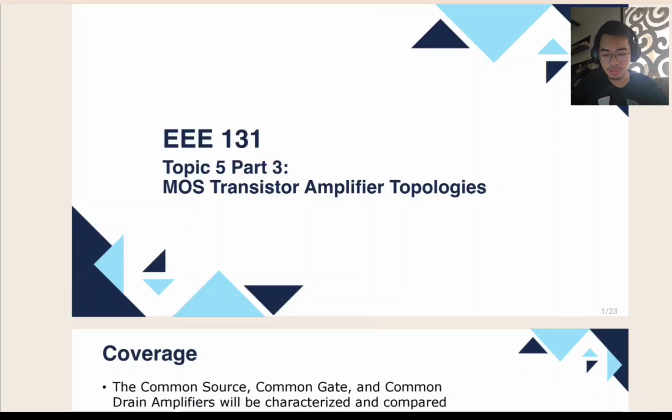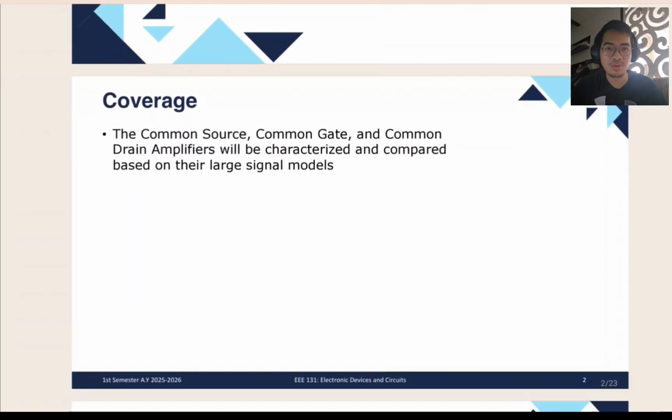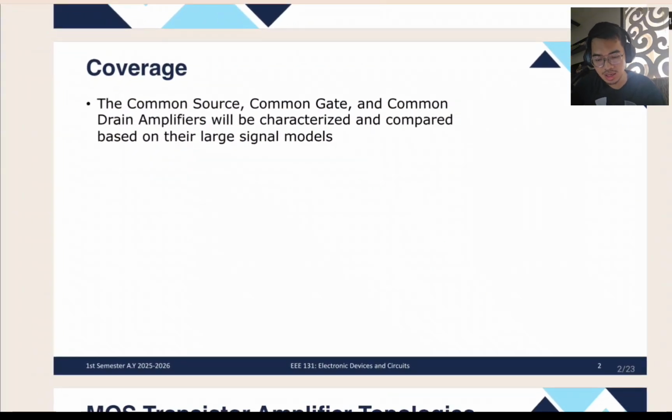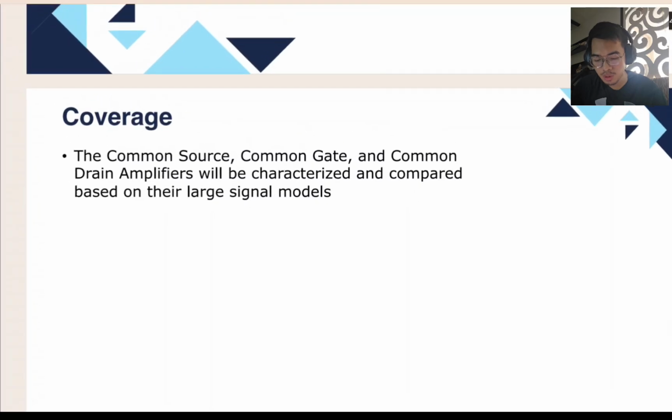Good day everyone, this is EEE 131 and for today we will be discussing the last part of the MOSFET module. Mainly, we will be discussing MOS transistor amplifier topologies. So the main highlight for today's discussion is basically characterizing the common amplifier topologies. We have here the common source, the common gate, and the common drain amplifiers.